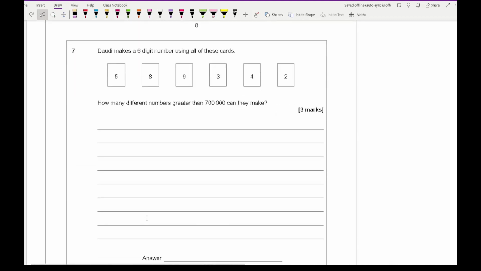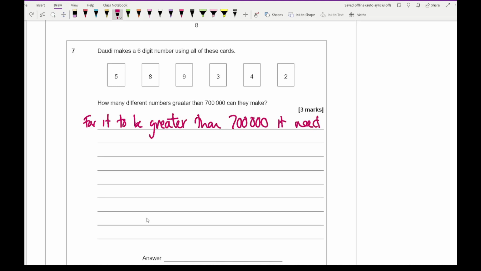Then moving on to question 7, it says that Dodie makes a 6-digit number using all of these cards. How many different numbers greater than 700,000 can they make? So let's have a look. So in order for it to be greater than 700,000, it needs to start with either 8 or 9.